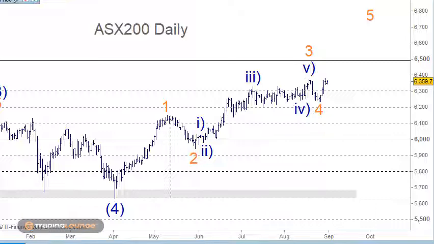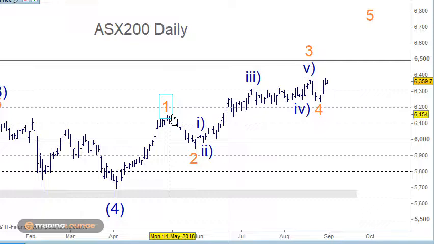Welcome to Trading Lounge and the Asian indices, starting with Elliott wave for the ASX 200. From intermediate wave 4, we're looking at wave 1 and 2, and wave 3 and 4, and moving up for wave 5. Now there is a bit of a problem with this.